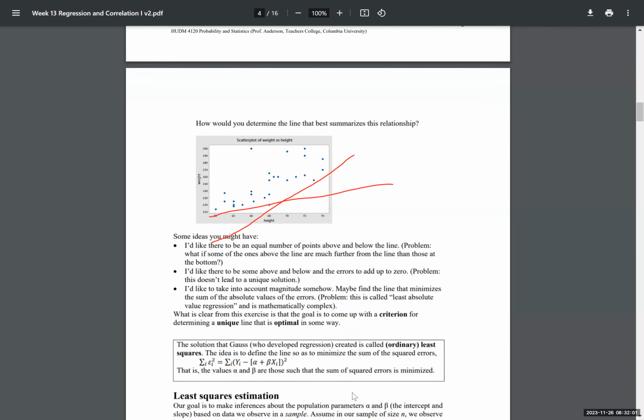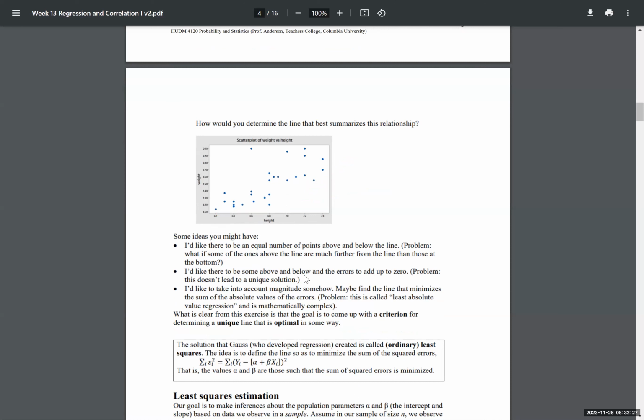And so there's some ideas. You could imagine creating a line where there's an equal number of points above and below the line. But the issue is, even if you have, say, 10 points above and 10 points below, the points above could have much more error than the points below the line. So that's not going to really give us the smallest amount of error, right?